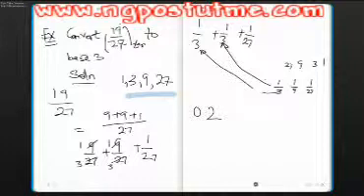After 1 over 3, the next one is 1 over 9. It's not available in my answer, but I have to show that it's not available, so I'll put 0. Then the next one is 1 over 27, and that is available how many times? Once. So my answer is 0.201 in base 3.